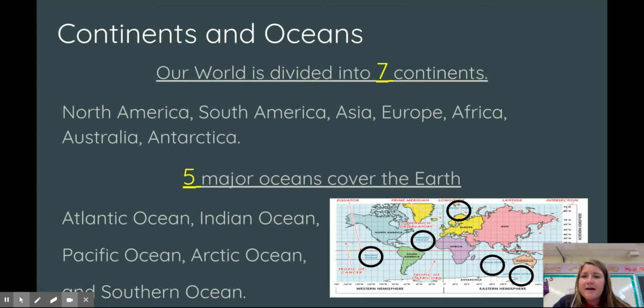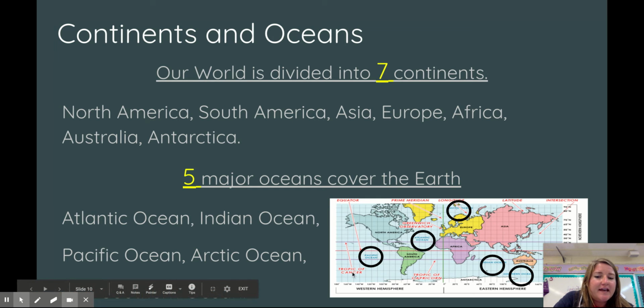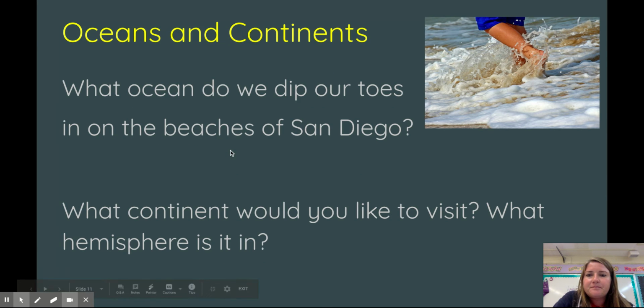I'm going to skip on. Continents and oceans. Our world is divided into 7 continents. This is going to be a question. How many continents are we divided in? But we have 5 major oceans that cover the Earth. Here in San Diego, when you go swimming at the beach, you are swimming in the Pacific Ocean.